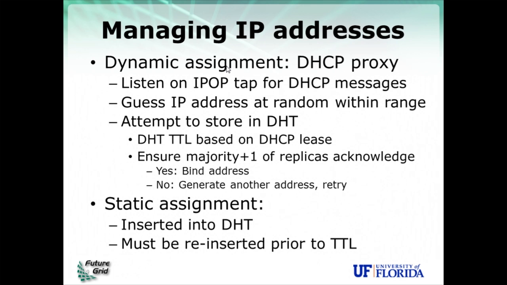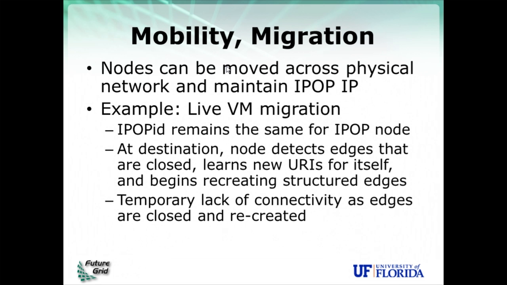And in both cases, it's important to keep in mind that the DHT stores a value only for a certain amount of time, a time to live, or TTL. So these values have to be refreshed in the DHT, or these mappings expire and the node will not be addressable anymore. Nodes in the IPOP network can be moved across physical links and maintain their IPOP identifier.